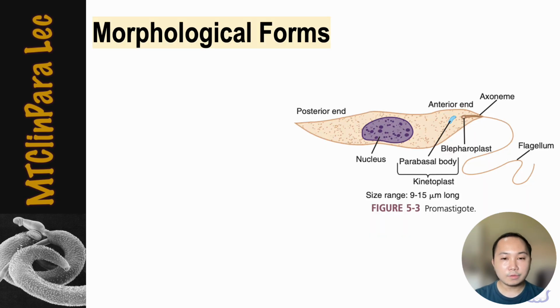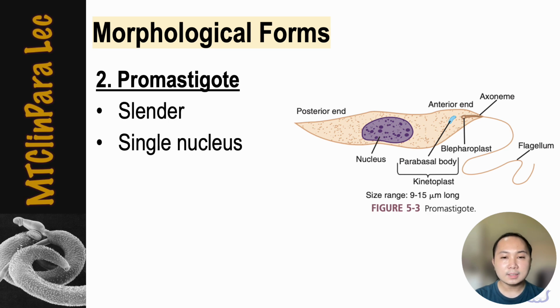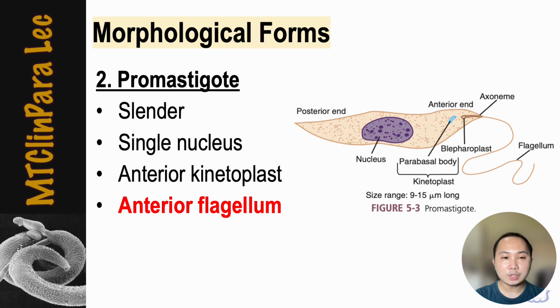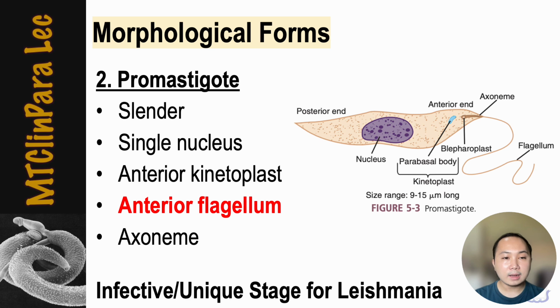The next morphological form is what we call the promastigote. The promastigote is slender, with a single nucleus and an anterior kinetoplast, but the most important feature here is the presence of an anterior flagellum. A single flagellum is located at the anterior part of the parasite, and this is usually the infective and a unique stage of Leishmania species. Only Leishmania species have this particular morphological form.